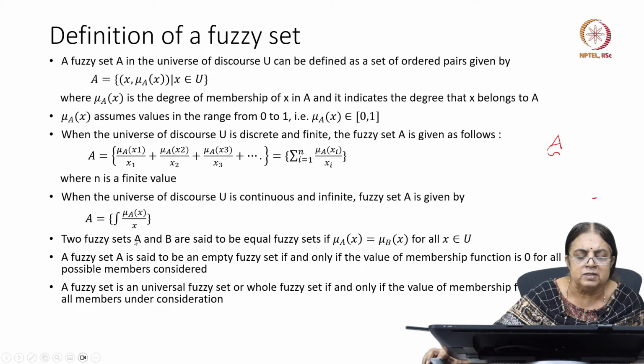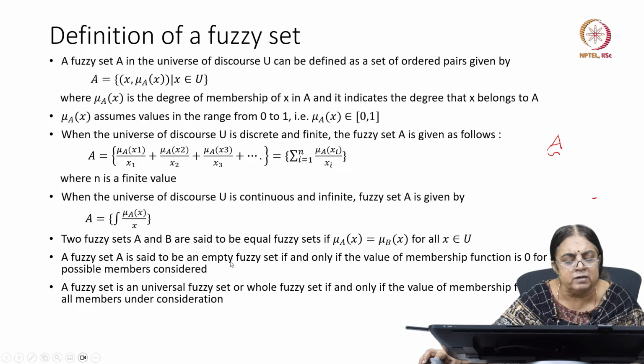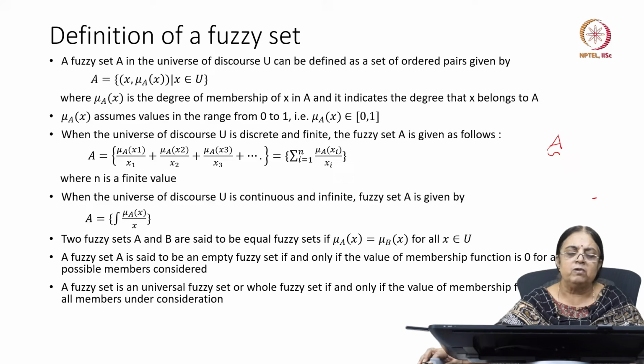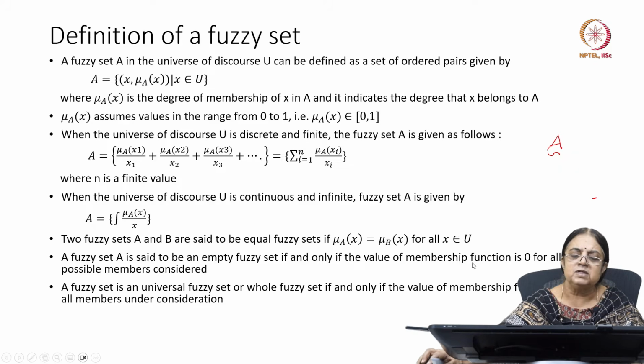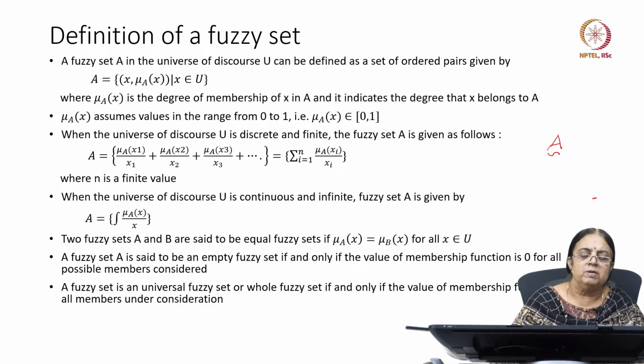So, if we consider two fuzzy sets A and B, if you take any element x, the membership value of that element has to be the same in fuzzy set A and fuzzy set B. If that is the case, then you say fuzzy sets A and B are equal to each other. And you say that a fuzzy set is empty if all the values have membership function of 0, right. And a fuzzy set is called a universal fuzzy set or a whole fuzzy set if the value of the membership function is 1 for all the members that you are considering.